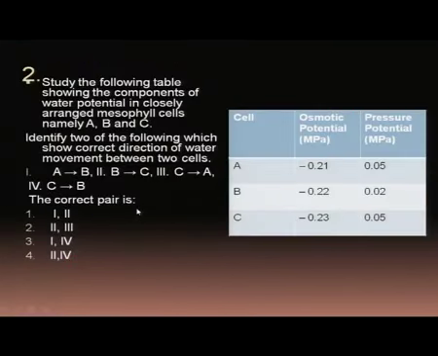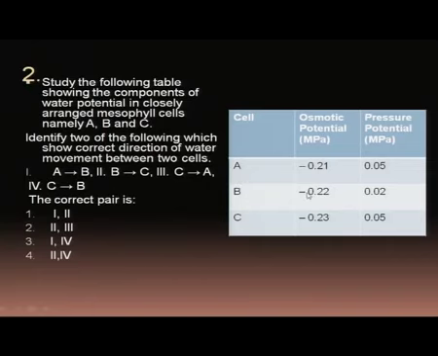Moving on, this is important. Study the following table showing the components of water potential in closely arranged mesophyll cells, namely A, B and C. So, there are 3 cells A, B and C, and their osmotic potential, that is the solute potential, and pressure potentials have been given. Identify 2 of the following which show the correct direction of water movement between 2 cells. Now, since these cells are in contact, water might move from one to the other. You have to find the direction of movement of water from A to B, B to C, whichever is the answer.